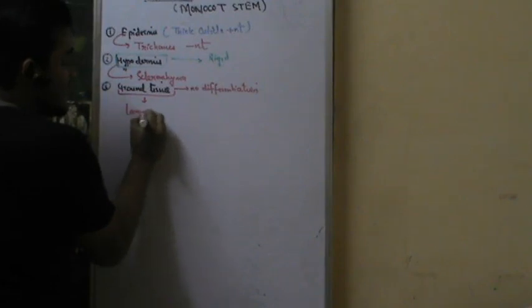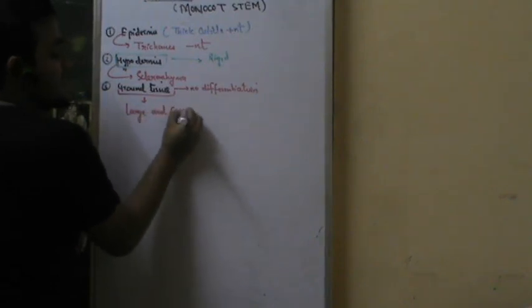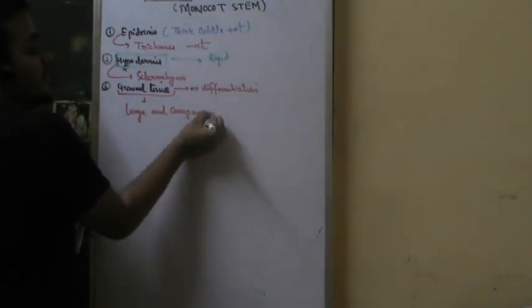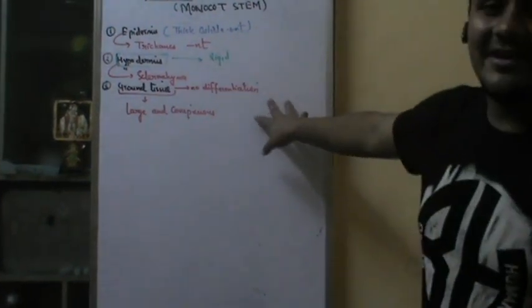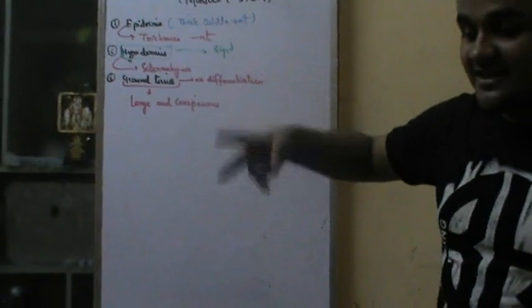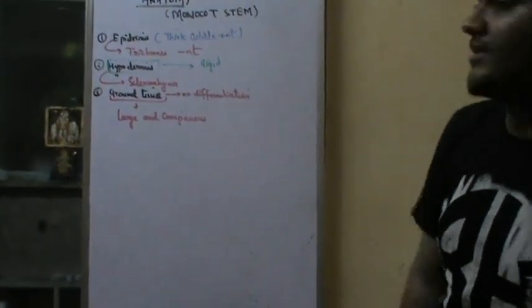It is going to be large and conspicuous with no differentiation. Yaad rakhna, with no differentiation. These are some points that you must know. It's NCERT liner. Okay, it means that it is not differentiated. Matlab kya? It is not differentiated into cortex, pericycle, endodermis, cambium, and all like this. Okay, there is something that is going to be very important.